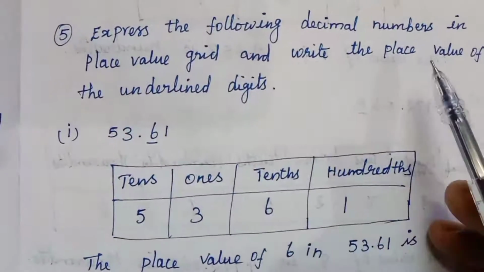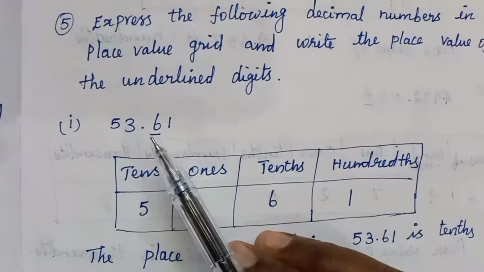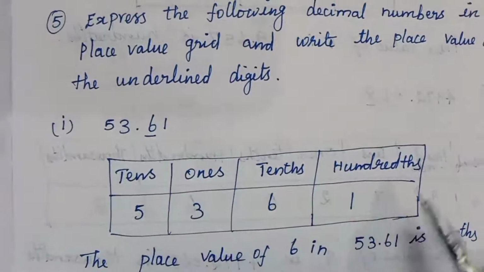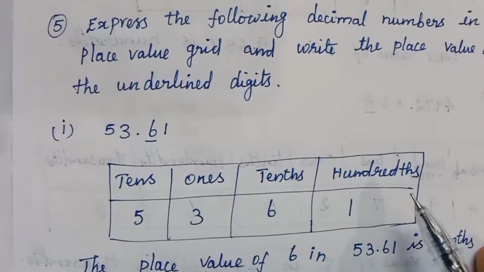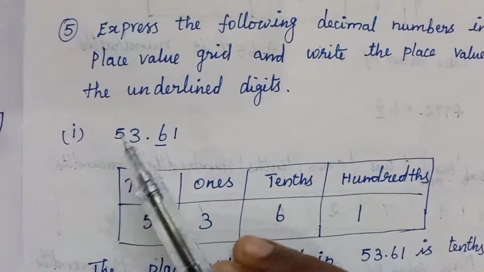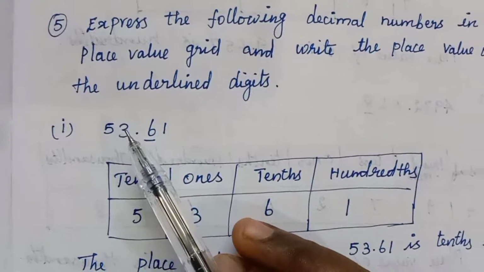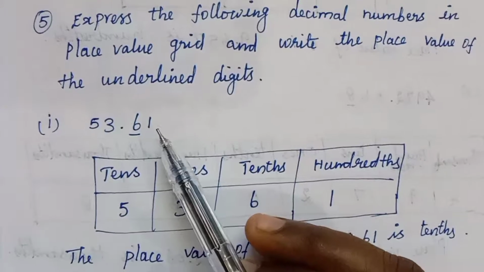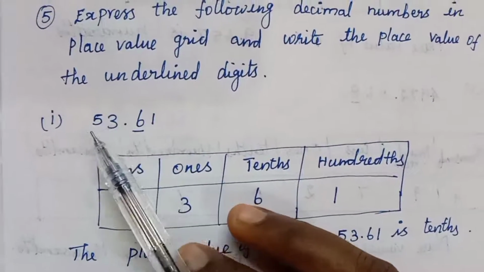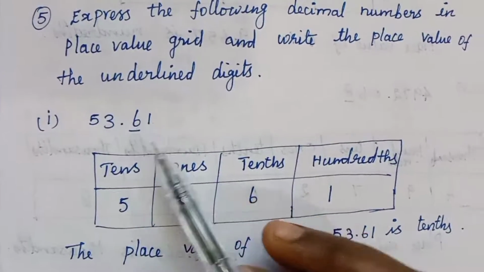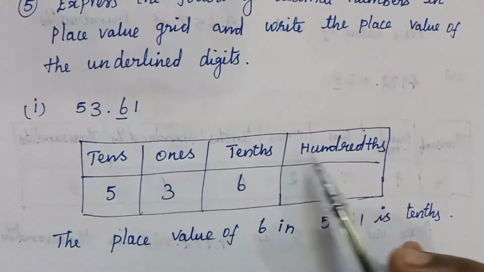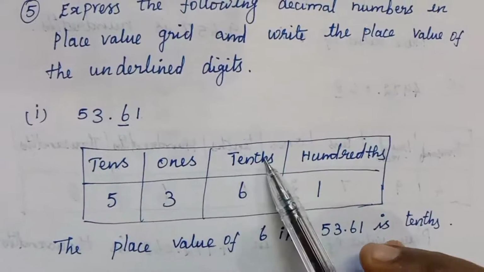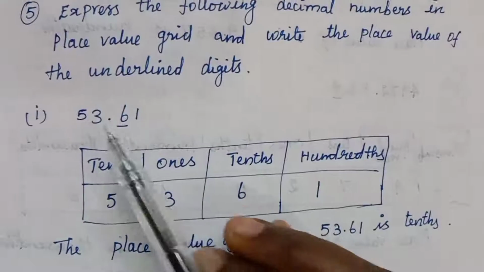Students, this fifth question, first problem: 53.61. Draw the place value grid. So place value grid means what? You have to draw one tabular column. For the integral part we need two place values, and for the decimal part we need two places. So that is ones, tens, and for the decimal part tens, hundreds. So related to the given problem, you have to write the place values, that is ones, tens, then tens, hundreds.